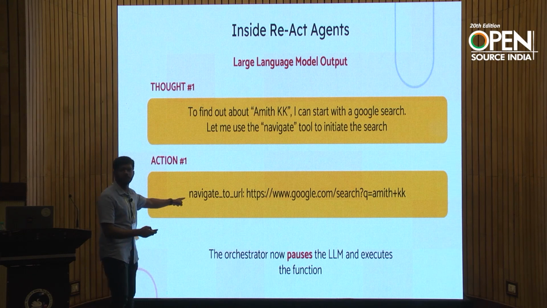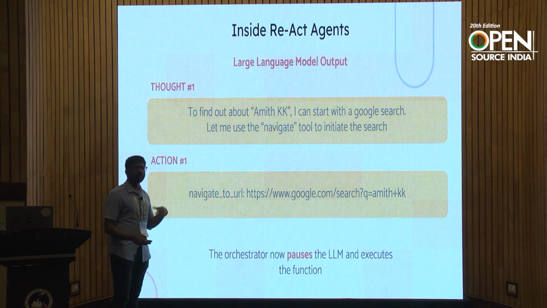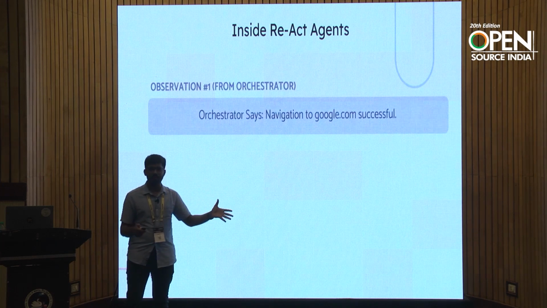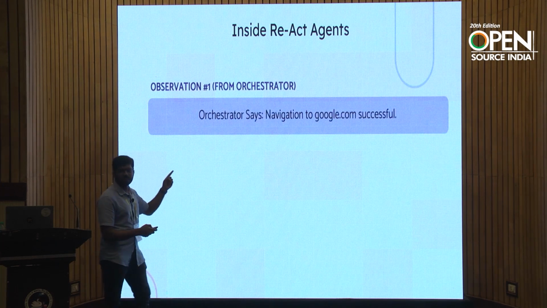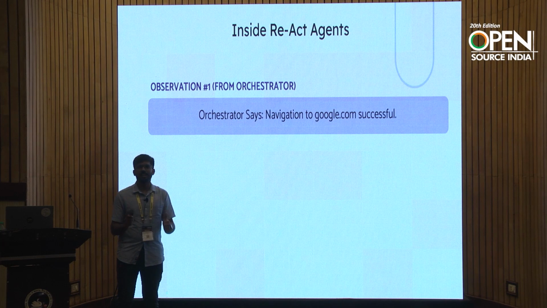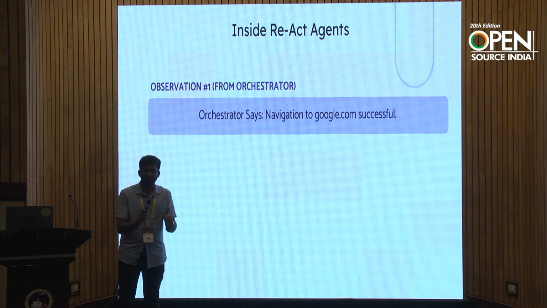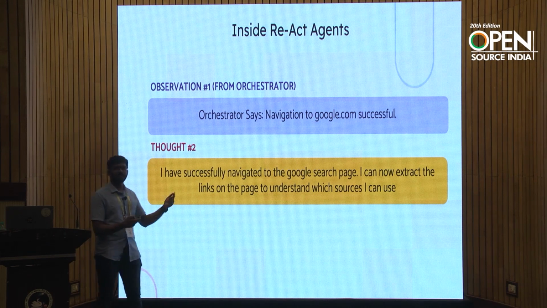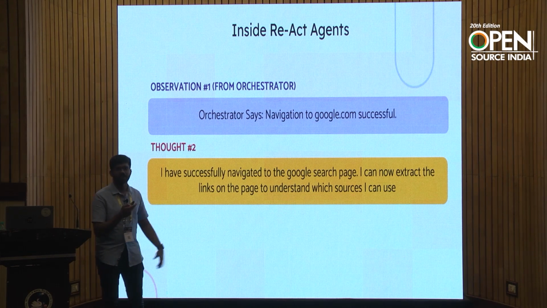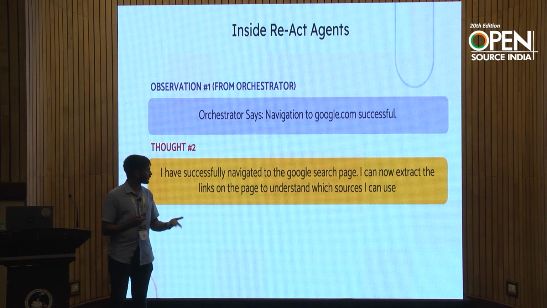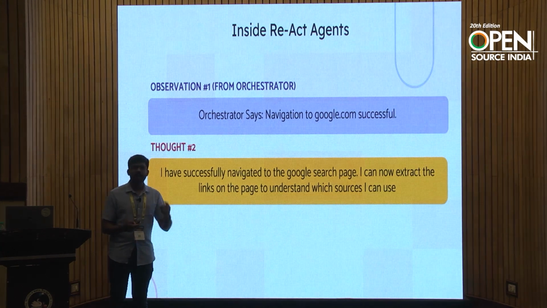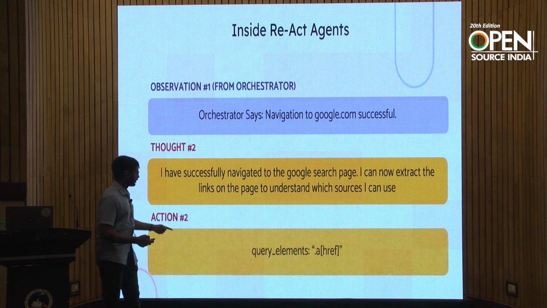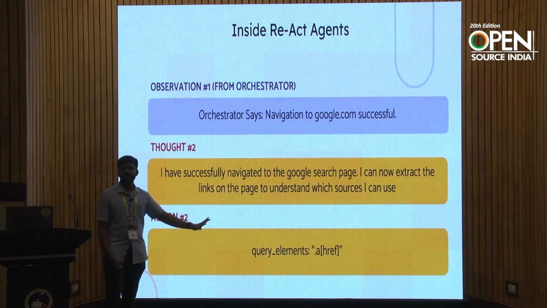Now the orchestrator has a job to do: navigate to URL. Now the orchestrator has some Python code that actually changes the browser page, and it changes it, and the orchestrator will tell, I have successfully navigated, like the page has loaded, you're ready to go, right? And now the LLM takes back control, and it's now making an observation based on what it's given. Okay, I've successfully navigated the Google page. Now what I can do is extract all the links to figure out where all I can go. Again, tool, right? Query elements ahref.